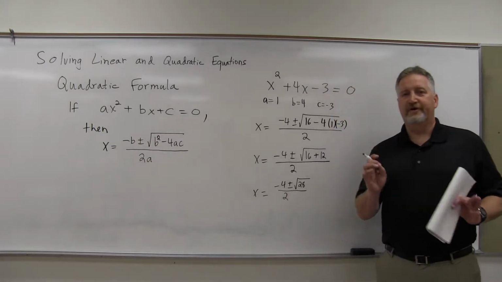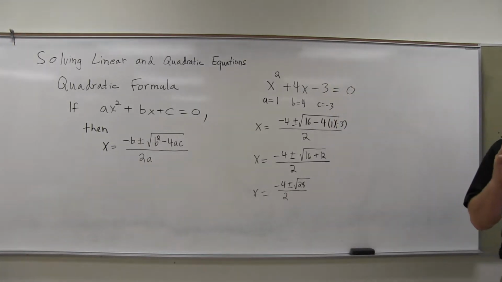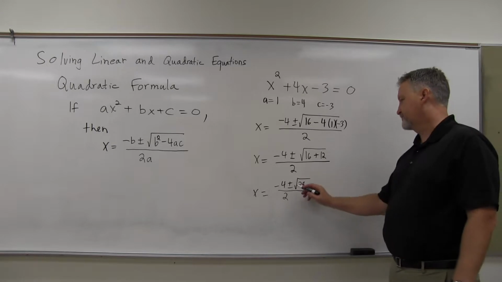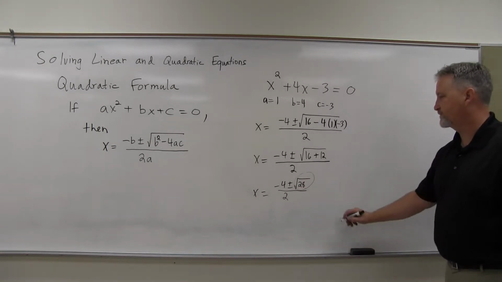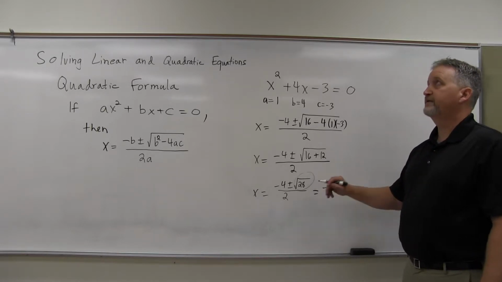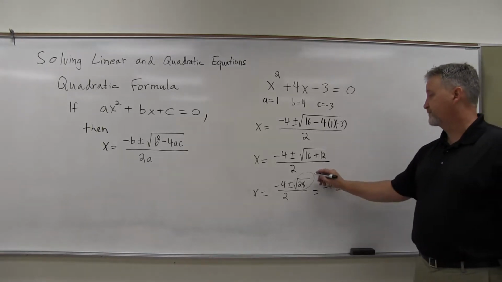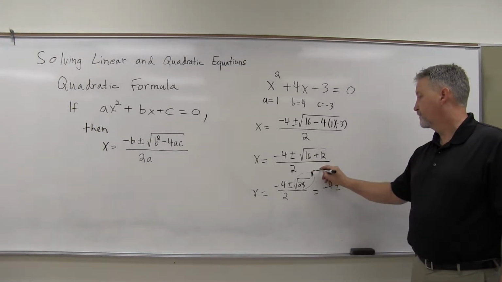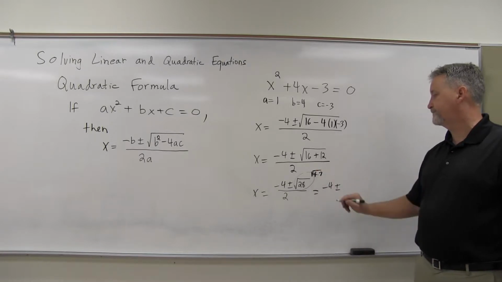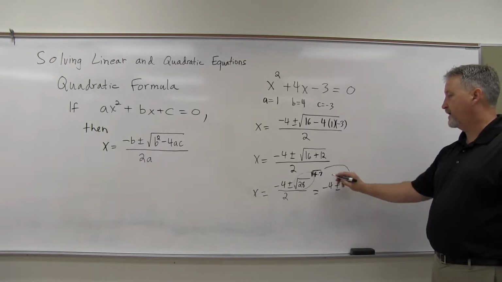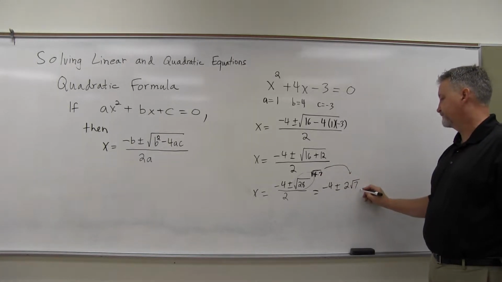Pretty good answer, but probably not what they'll look for as the final answer. Because, like before with the square root method, a lot of times we can simplify that square root. So that's negative 4 plus or minus, let's see, looking for perfect square factors. And 4 is one, right? 4 times 7 is 28. So the square root of 28, the square root of 4 is 2, so you have 2 square root of 7, don't you?